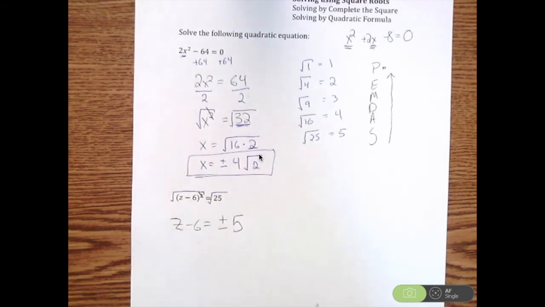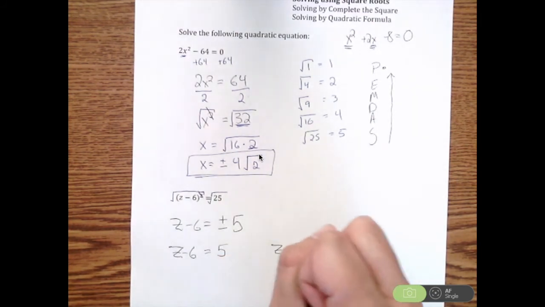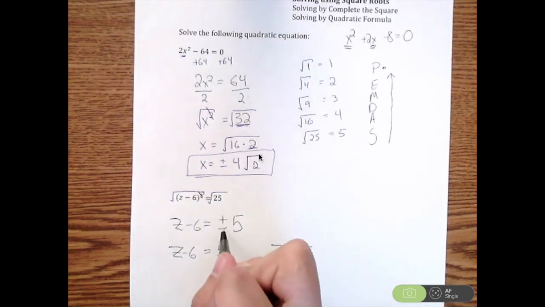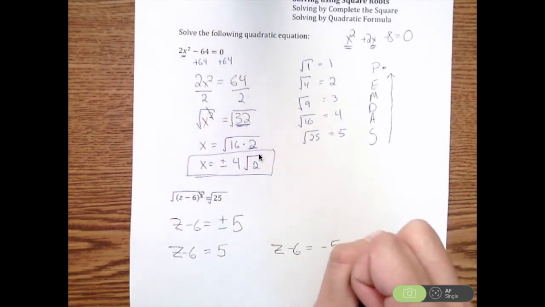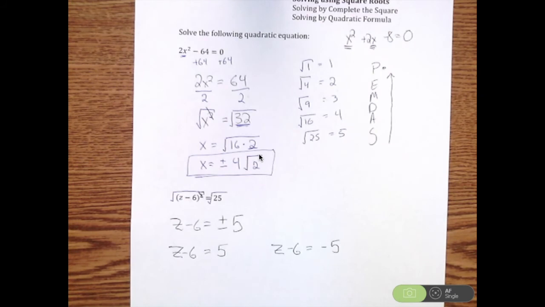To try and keep myself a little bit more organized to get the right answers, I'm going to split this up, meaning I'm going to have z minus 6 equals positive 5, so I took care of the positive part. And I'm also going to rewrite it and put z minus 6 equals negative 5, so I get the negative part of the problem too. Now I just need to solve each of these problems individually using Algebra 1.